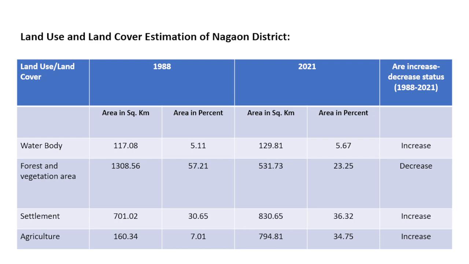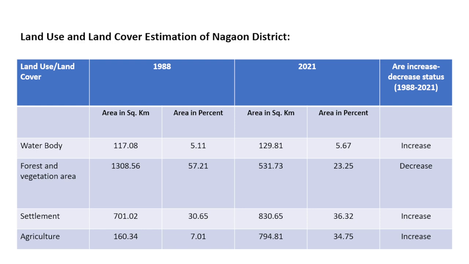In 1988, they covered 1,308.56 square kilometers, representing 57.21% of the total area. By 2021, this coverage reduces to 531.73 square kilometers, or 23.25% of the total area. This drastic reduction highlights a concerning trend of deforestation and loss of vegetation.